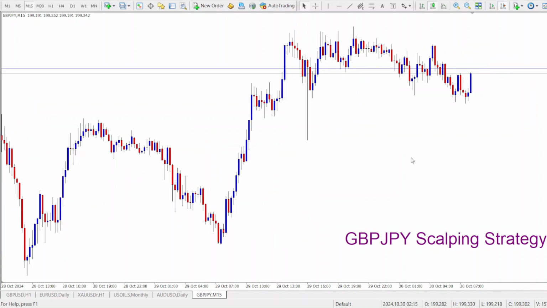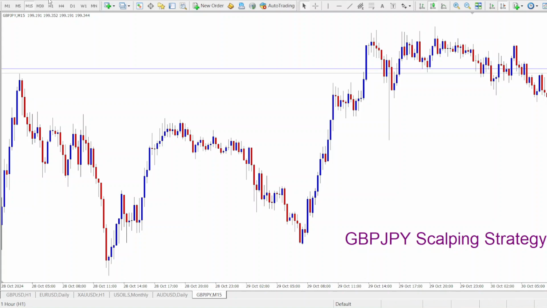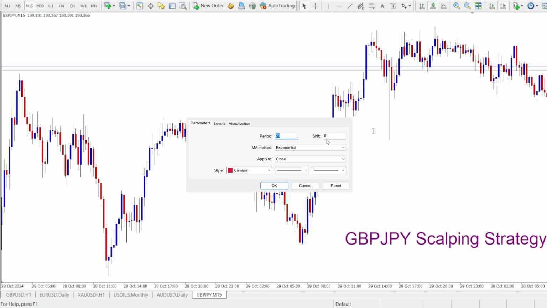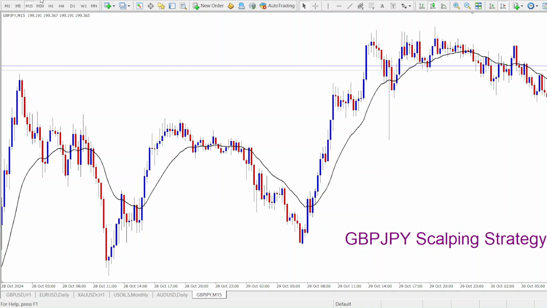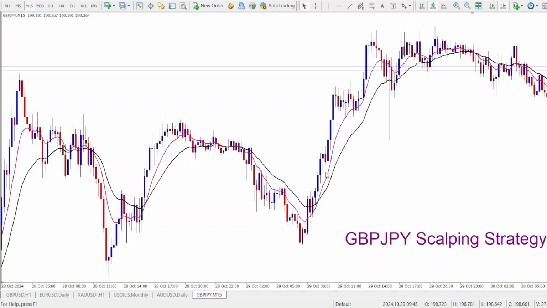Now let's talk about key indicators for this strategy. For GBPJPY, we'll use a few simple yet powerful indicators to gauge momentum and potential reversals. First up, we have the exponential moving averages. We are going to be adding the 9 EMA and the 20 EMA to our chart. So let me add the 20 EMA first, and then I'll add the 9 EMA as well. All right, here we go.